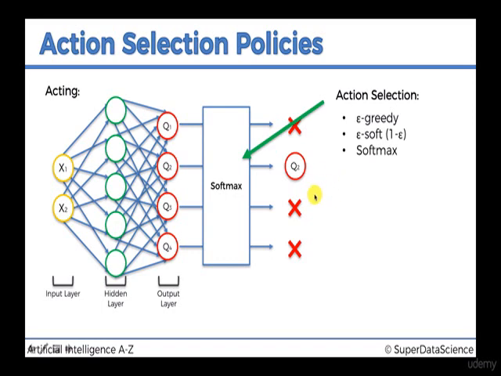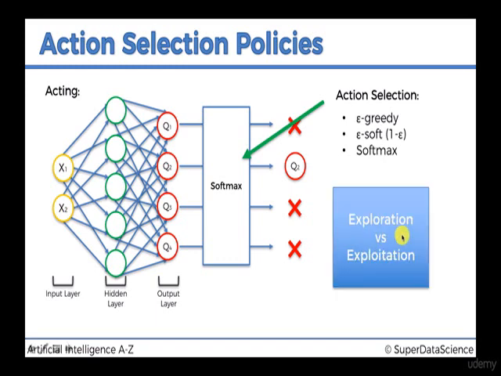For instance, the most basic one, a very simple action selection policy, is to just select the one with the highest Q value. But why doesn't that action policy fly? And why do we have different types of action selection policies? Well, it all boils down to exploration versus exploitation.